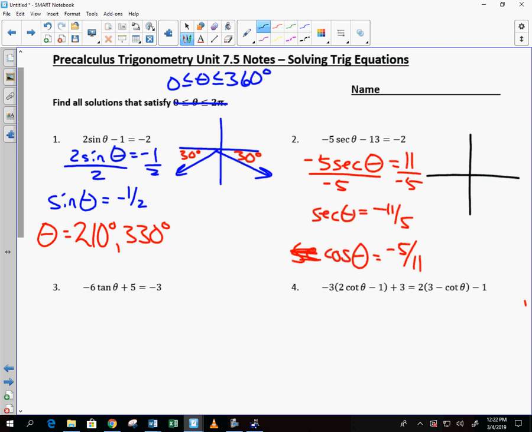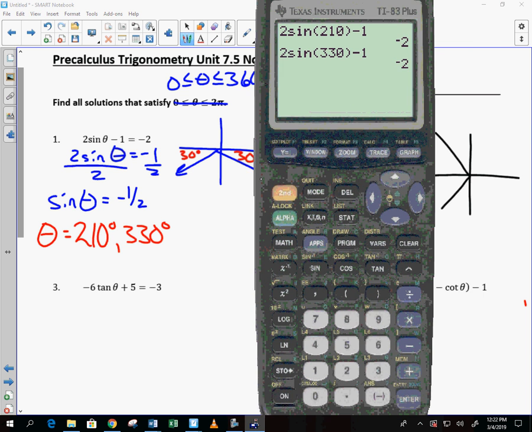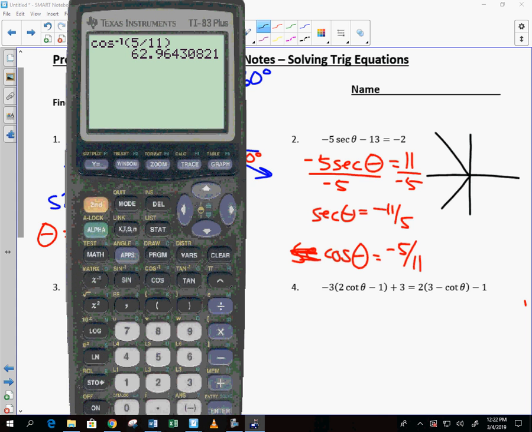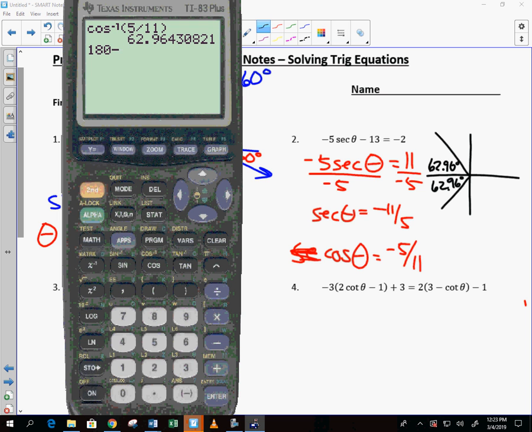Where's cosine negative? Second and third. Remember, cosine is the x value. X is positive to the right, negative to the left. I'm not going to use the negative. I'm simply going to do cosine inverse of 5 over 11, and I get 62.96. 180 minus that gives 117.04. And 180 plus that, and I get 242.96.